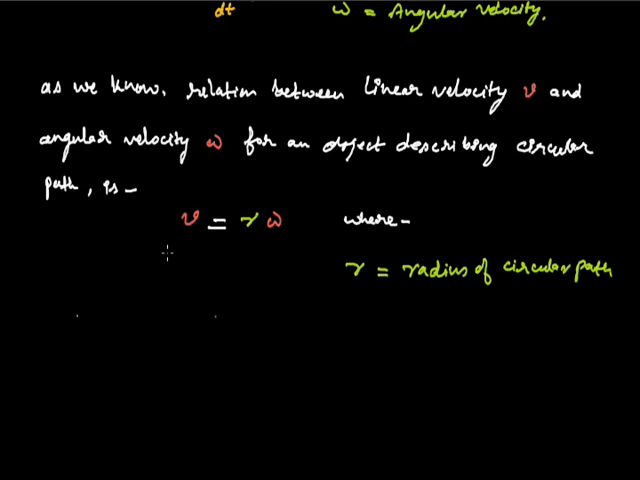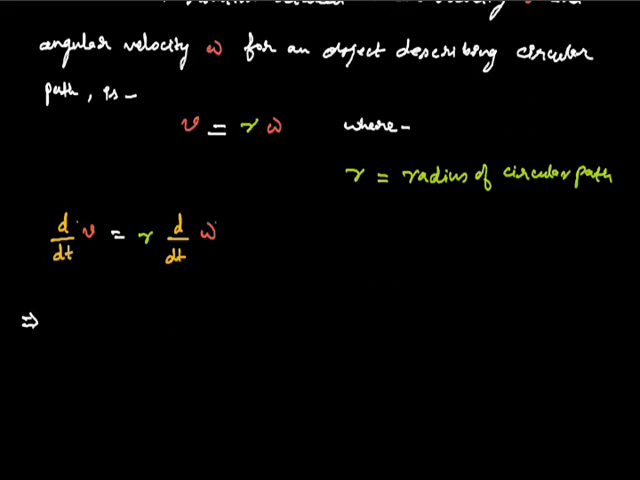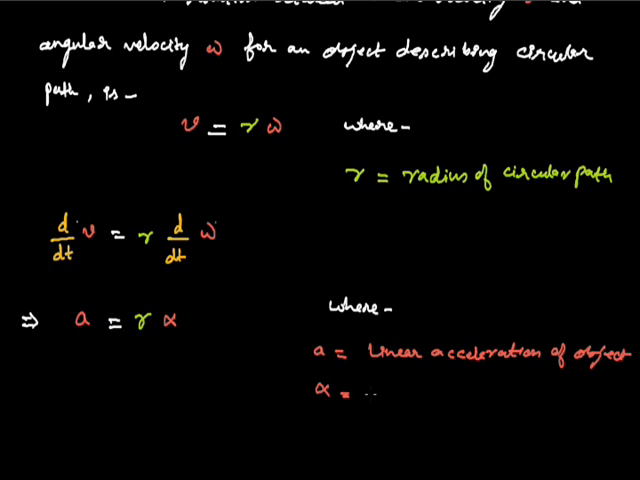By differentiating v equals r omega with respect to time, we get dv by dt equals r times d omega by dt. The expression further gives us the relation a equals r alpha, where a is the linear acceleration of the object and alpha is the angular acceleration of the object.